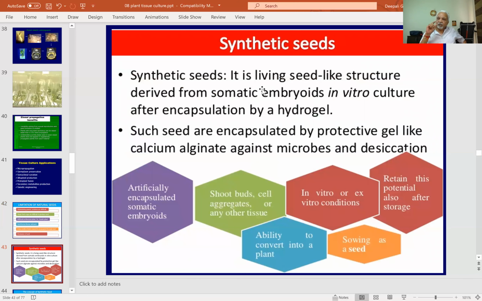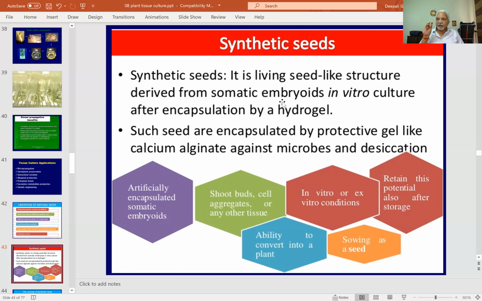So the synthetic seeds, what we call a new term which has come. What is the synthetic seed, and how is it better than preservation via normal seeds? Basically, a synthetic seed is a living seed-like structure derived from somatic embryos in in vitro culture after encapsulation by a hydrogel.